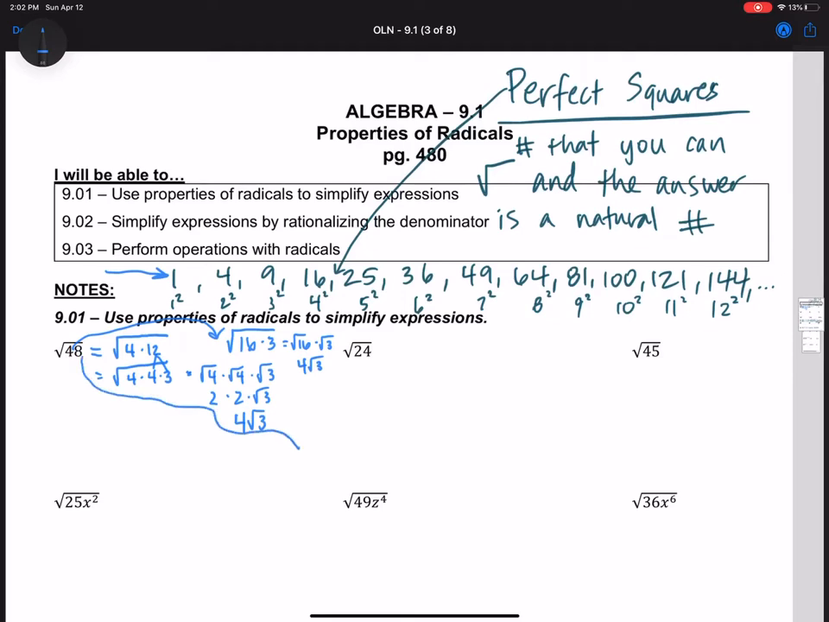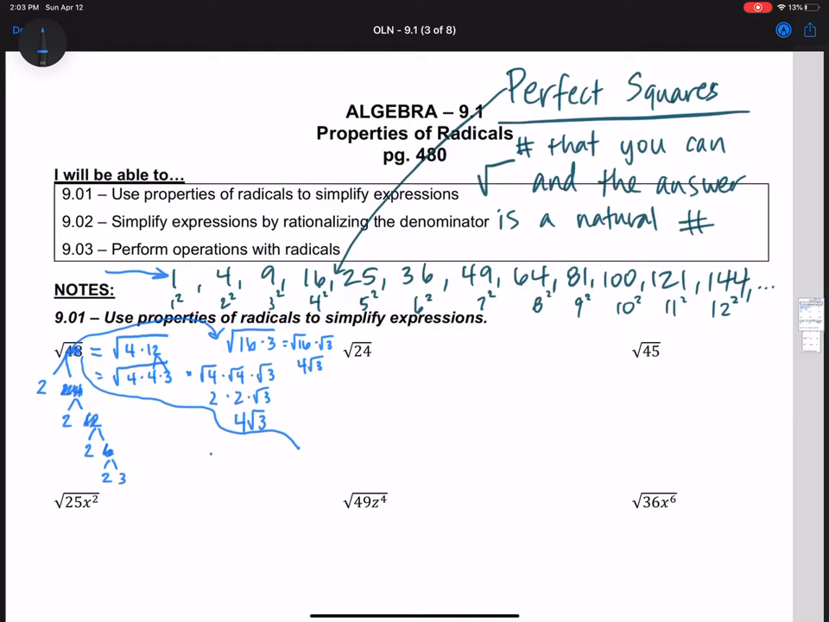Another option is you can make a tree. So what two numbers do you know that multiply to 48? Well, 2 goes into 48 because it's an even number, 2 and 24. So we scratch out 48 because we already used it. 2 and 12 make 24. Scratch out 24. 2 and 6, and then we could do 2 and 3.